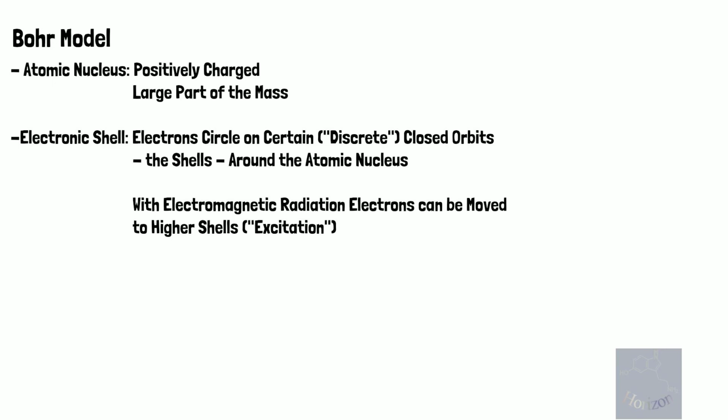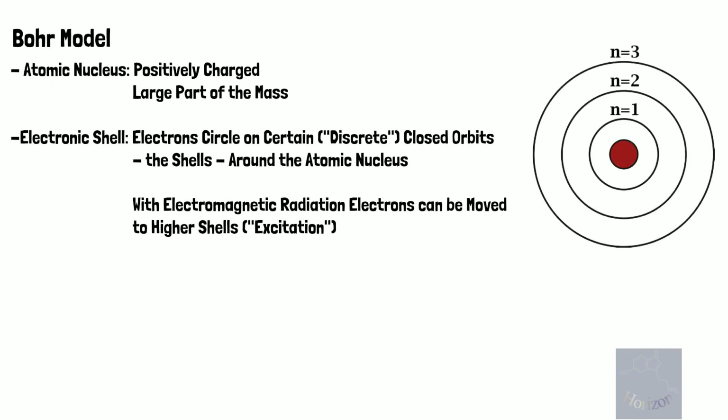For simplicity, we will only discuss the first three shells. This can also be seen in the figure here, an atomic nucleus and the first three shells. These shells are numbered starting at the inner one. The first shell is filled, so closed, when 2 electrons are on it. The second and third shell are closed when they are occupied by 8 electrons respectively.